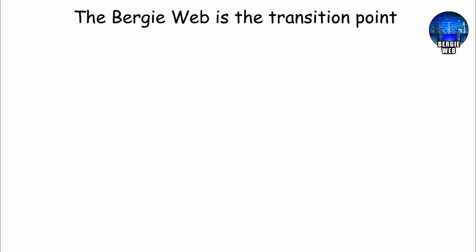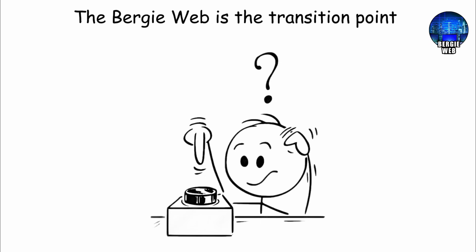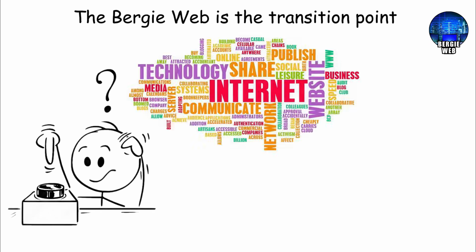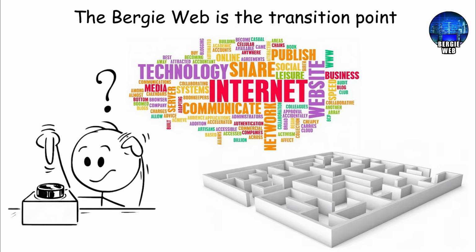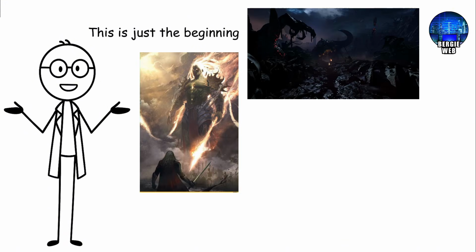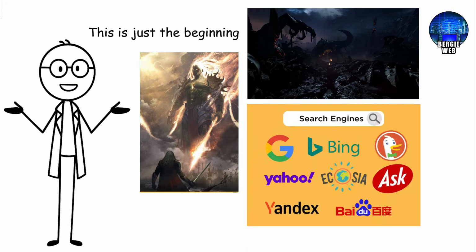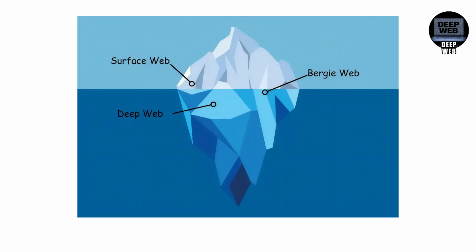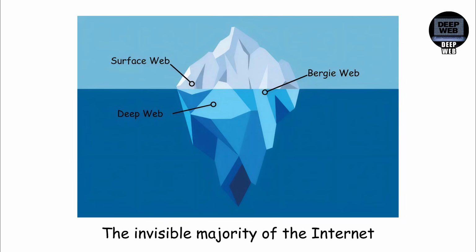The Bergie Web is the transition point where curiosity starts replacing convenience. It's where people first realize that the internet isn't a single world, but a layered maze of access and control. Still, this is just the beginning. Beyond this thin veil lies a much larger, darker realm, a hidden web untouched by search engines or light, the deep web.